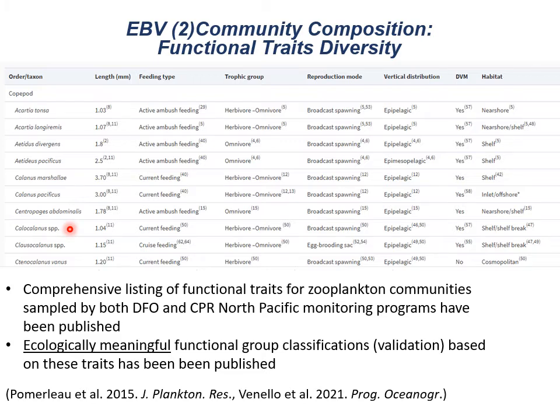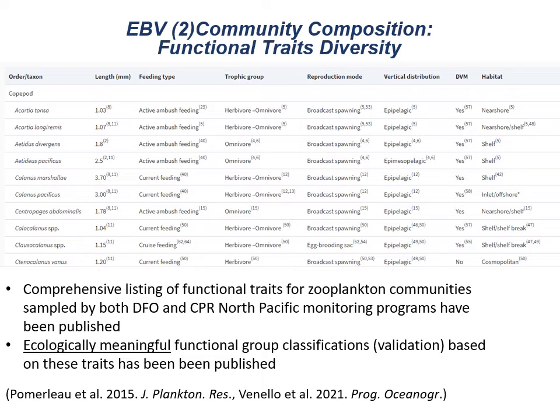And we chose traits related to function, so adult body length, feeding type, and feeding types like active ambush feeding, cruise feeding, current feeding, trophic group, so whether an animal is a herbivore, an omnivore, or a carnivore, or somewhere in that continuum, reproductive mode. So examples of reproductive mode are broadcast spawning or egg brooding animals, vertical distribution, DVM, and habitat.